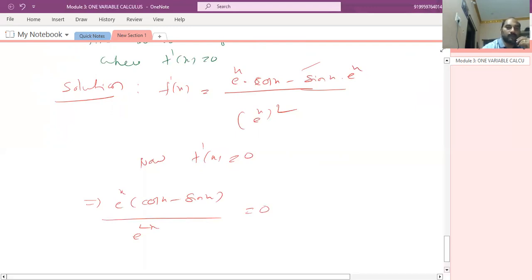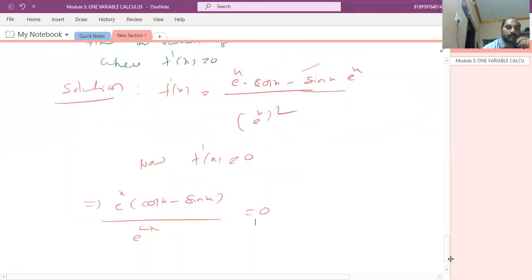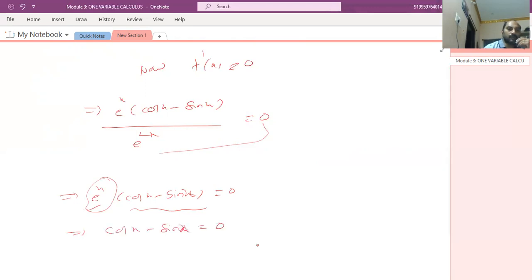After equating to 0, take a cross multiplication. That implies the numerator must be equal to 0. The numerator has a product of two functions. Any one of them is 0, but this one can never be 0. So the second one must be zero: cos x minus sin x equal to 0, which means cos x equal to sin x.